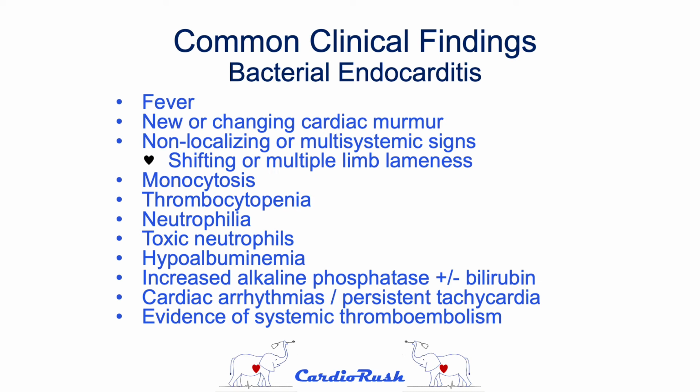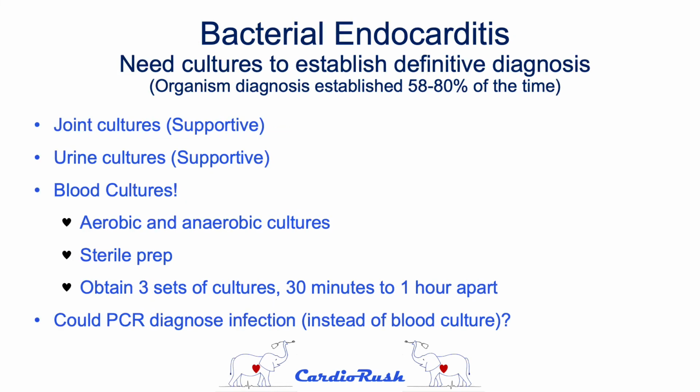You need to know that a handful of these findings should cause you to try to obtain an echocardiogram in addition to blood cultures. So cultures are really needed in order to establish a definitive diagnosis of bacterial endocarditis. And the organism diagnosis might be established 50 to 80% of the time on the basis of culture. There's a handful of cases that are culture negative, and especially on these cases, we should think about Bartonella. So joint cultures would be supportive of a diagnosis of bacterial endocarditis, as are urine cultures, but really the answer is in a blood culture.